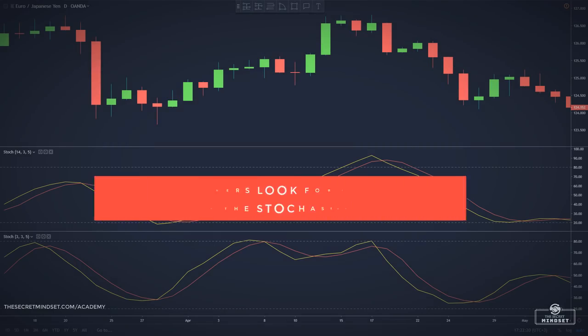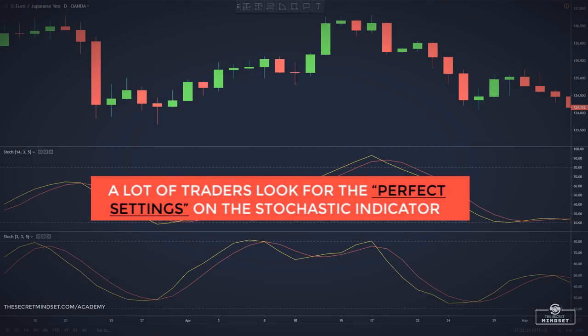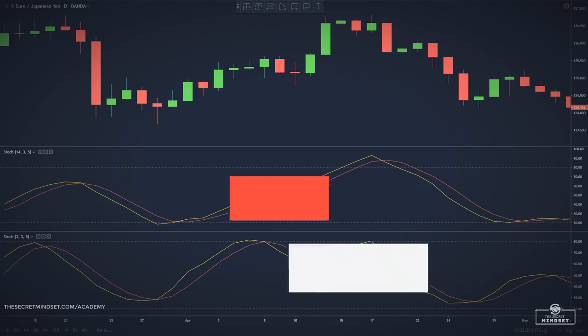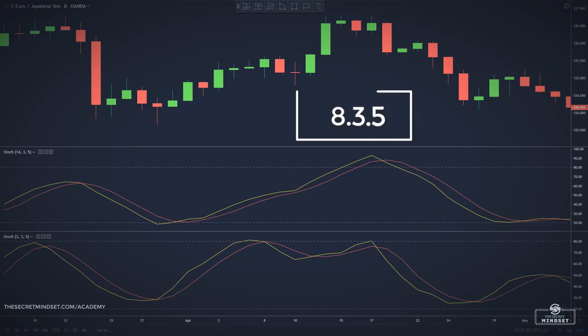A lot of traders look for the perfect settings on the stochastic indicator when they trade the forex or the stock market. The reality is that there isn't one. You just have to know your trading style. You then have to backtest different settings depending on the market you are trading and the time frame you are analyzing. I prefer to use the stochastic oscillator with 8, 3 and 5 on higher time frames.